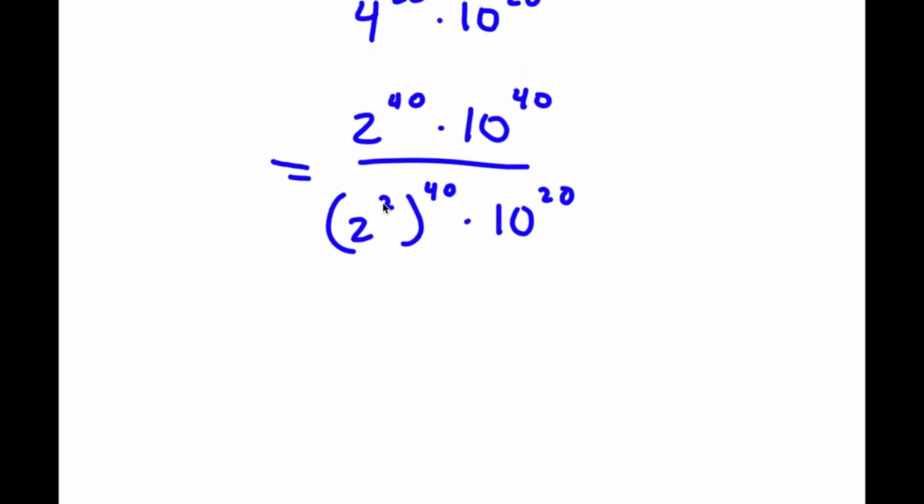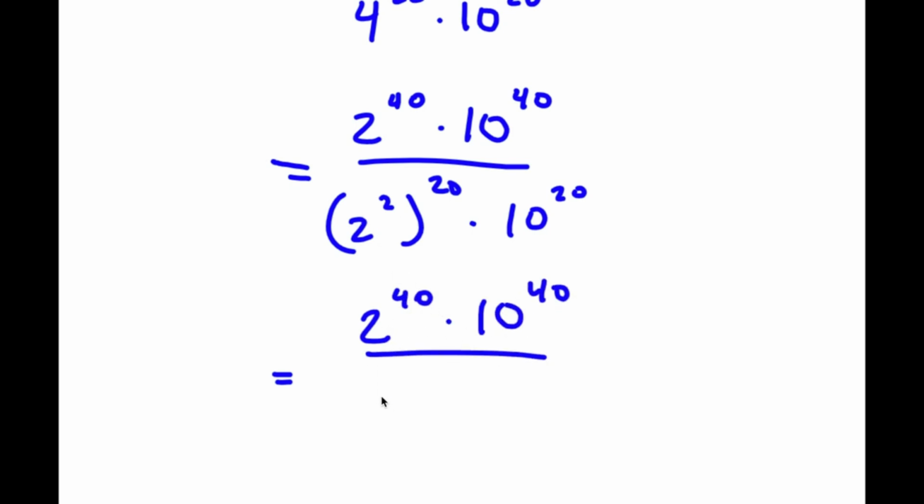Or sorry, this is not 40, this is 20. So times 10 to the power of 20. And now this is the same thing as 2 to the power of 40 times 10 to the power of 40 over 2 to the power of 40 times 10 to the power of 20, because 2 times 20 is 40.